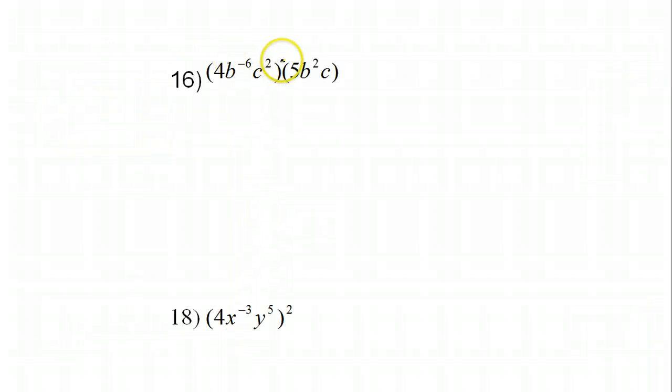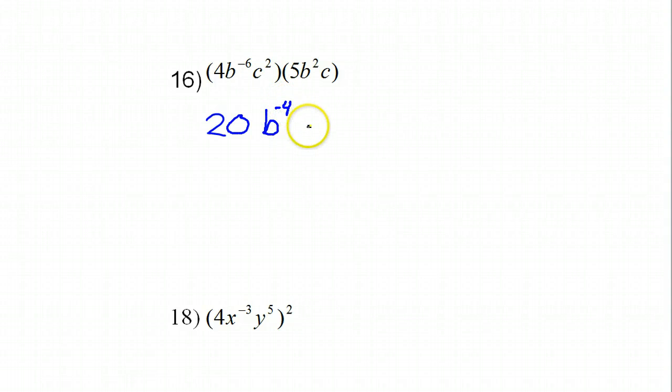Here again, there are no exponents on these parentheses, so I can go straight ahead and do this. So 4 times 5, so I've got 20. When you multiply variables, you add the exponents. So I'm going to have b to the negative 4 power and c to the 3rd power. If you need to, you can think of that as c to the 1 power. I personally find that quite silly.